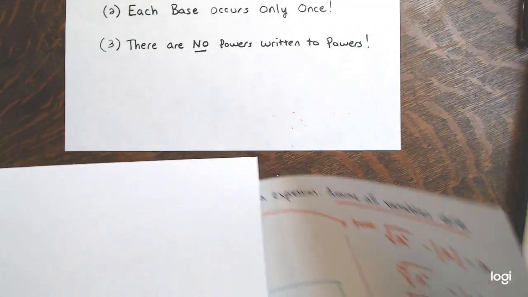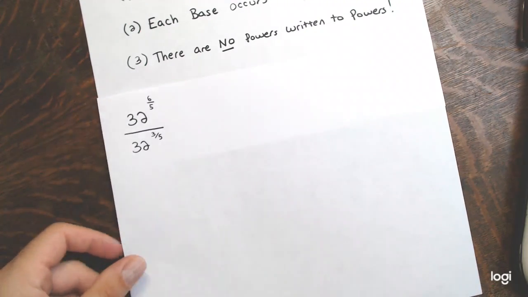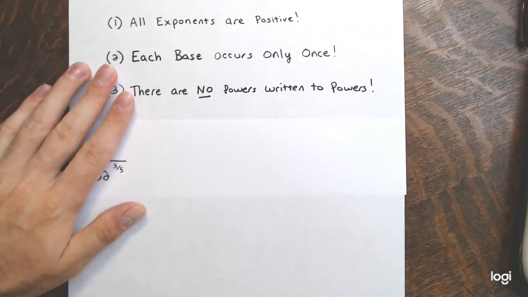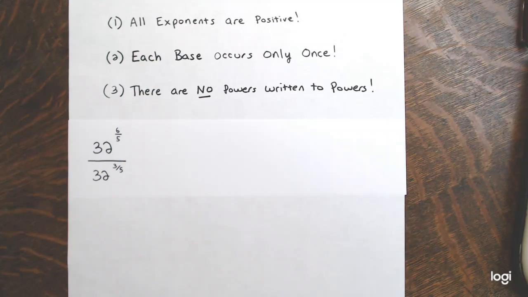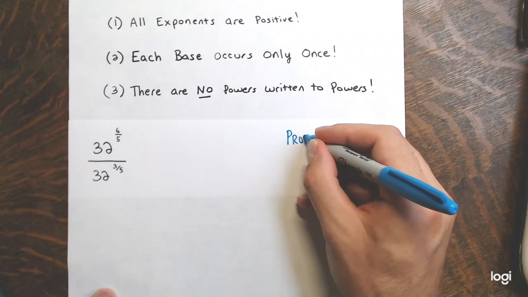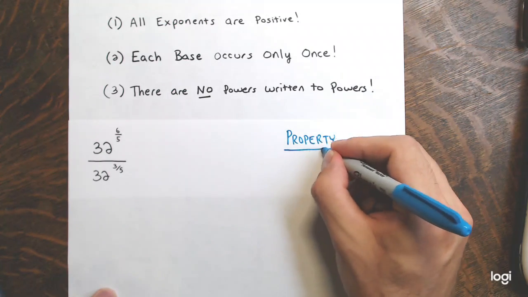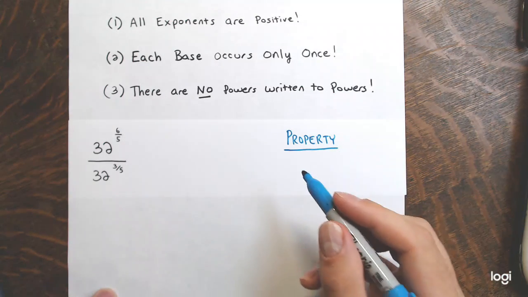All right, the next one, same instructions. I'm asked to simplify the expression and assume all variables are positive. Well, there's no variables here. There's just numbers. So in this example, the property of exponents that I'm going to be employing is the following. You might call this the quotient rule or fraction rule.